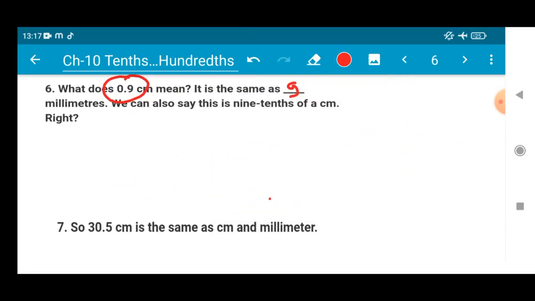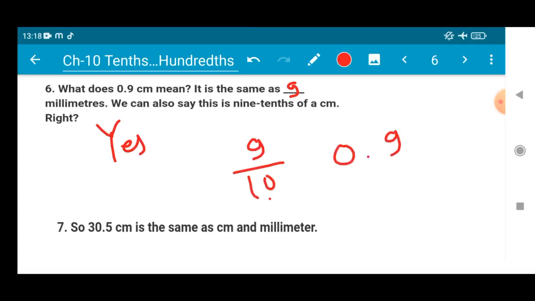Okay, next we can also say that this is 9/10 of a centimeter, right? Yes, it is absolutely correct. Why? Because 0.9, if I remove the decimal, I can write as 9 by 10. So 9 by 10 centimeter can be written as 0.9 centimeter only. Both are the same, both are absolutely correct. Okay, I hope you have understood this.